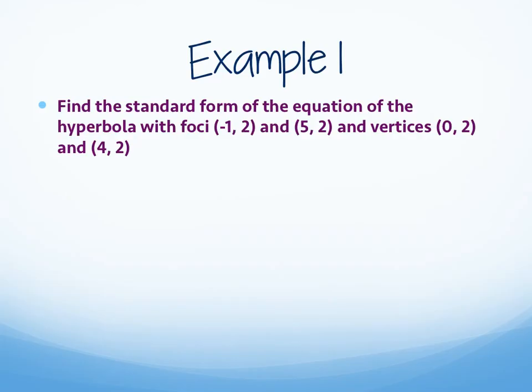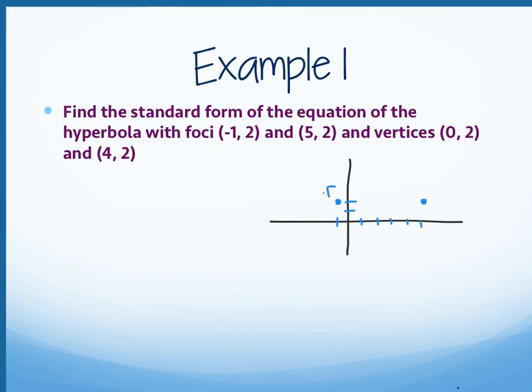All right, so example 1 says, find the standard form of the equation of the hyperbola with foci (-1, 2) and (5, 2), and vertices (0, 2) and (4, 2). So I'm going to start with the information that they gave me, and I'm going to plot it so I get my visual. Those are my foci, and the vertices are (0, 2) and (4, 2).